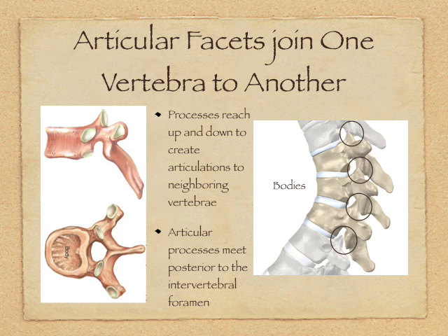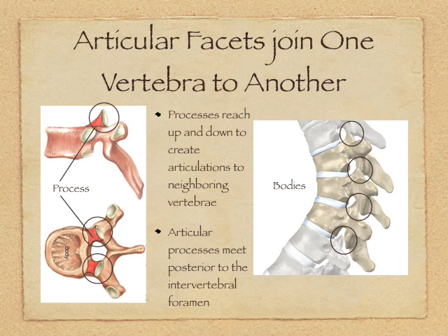The articular processes meet posterior to the intervertebral foramen, as you see there. Now let's look at them in more detail over here on the two vertebrae. These again are thoracic vertebrae, but they could be any of them because every vertebra needs to join its neighbor.